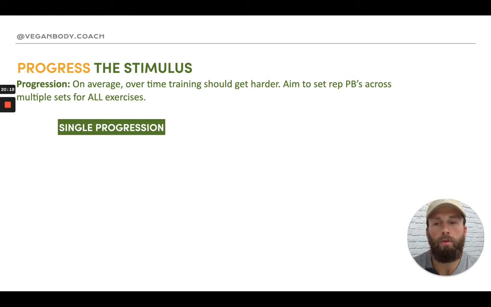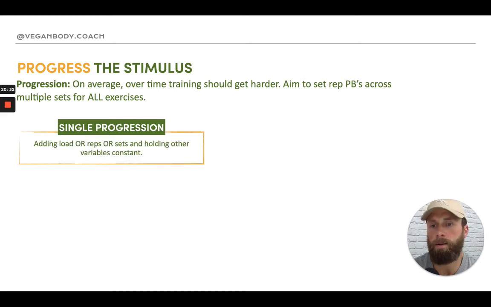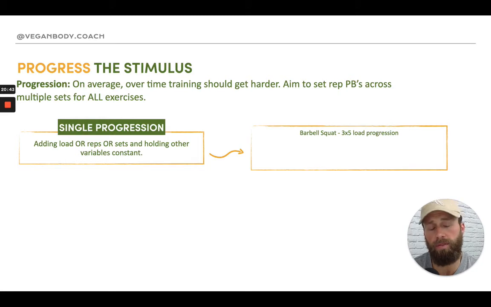So we're going to run through a few different progression methods here. Single progression is one that generally we can use on those big barbell lifts, and we can use a lot of single progression in the early days of our training for beginners, novices, and early intermediates. Basically, it is adding load or reps or sets and holding other variables constant. So as an example of this, generally what you'd see is, say someone's doing a barbell squat, they're going to do 3 sets of 5, right?